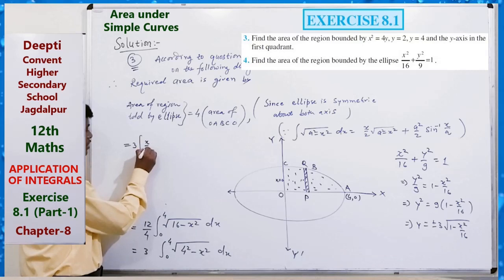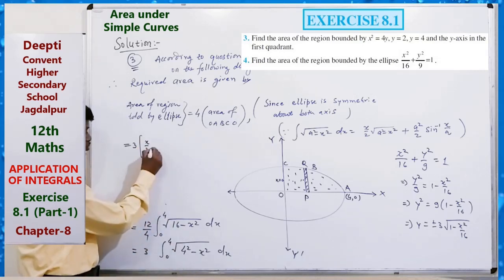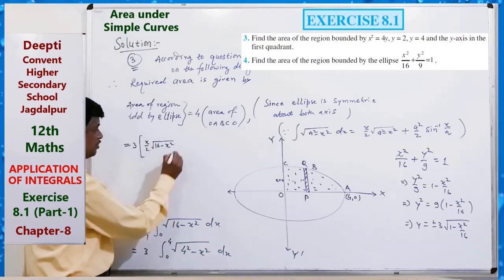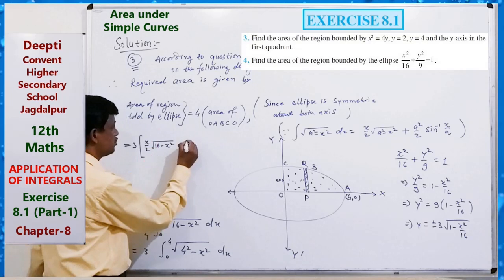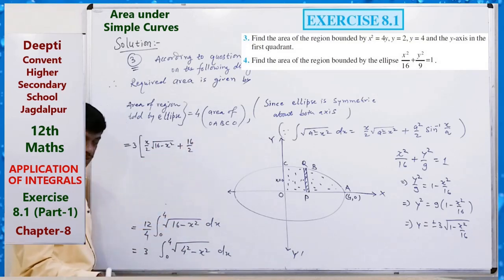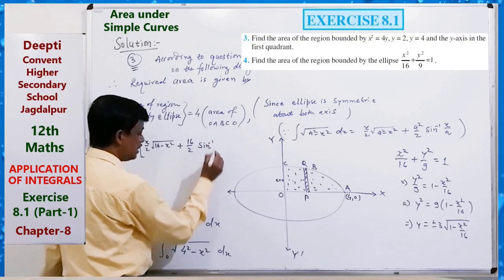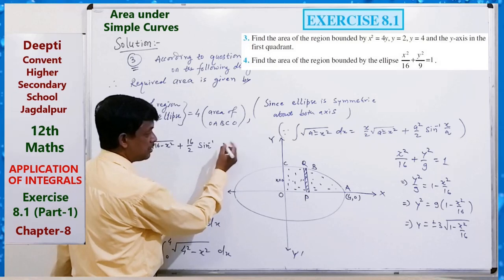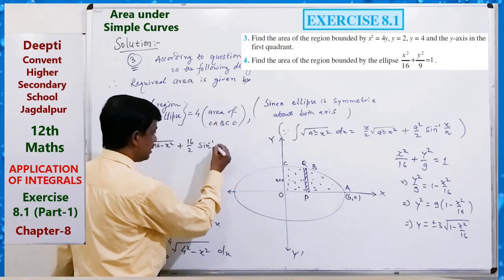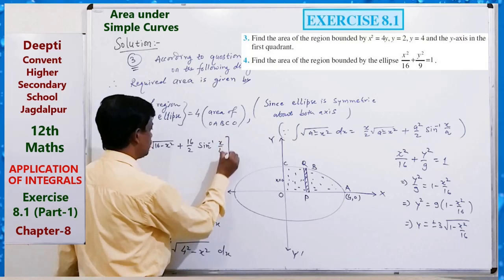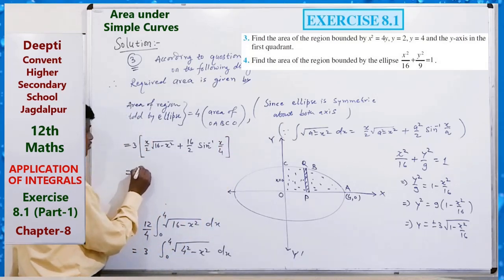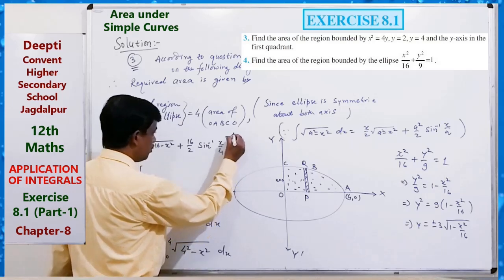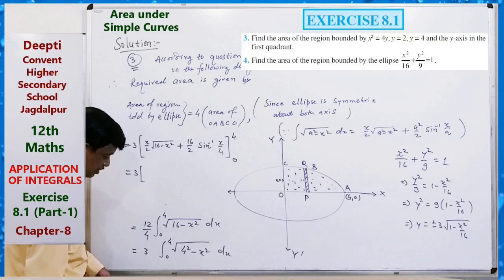So x by 2 root over a square, means 16, minus x square, plus a square, means 4 square, 16 by 2 sin inverse x by a. Now we have to put the limit 0 to 4. Okay, now solve it.